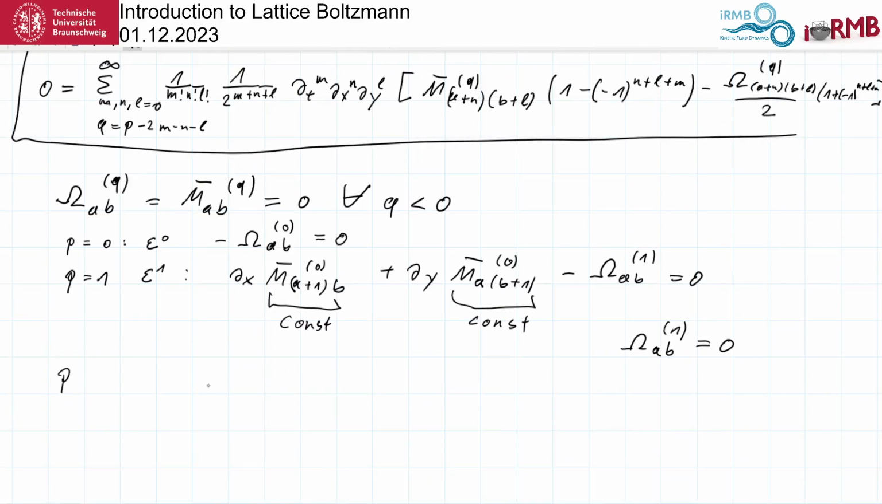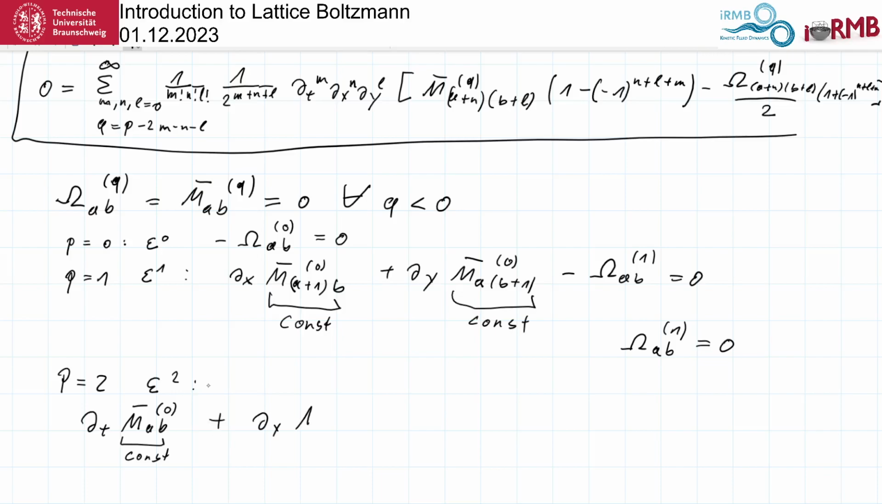Trying to get this whole thing a little bit more interesting, going to p equal to 2, which is the second order in epsilon. There we get dt m a b to 0 order. Again, this is a constant, so this will disappear.